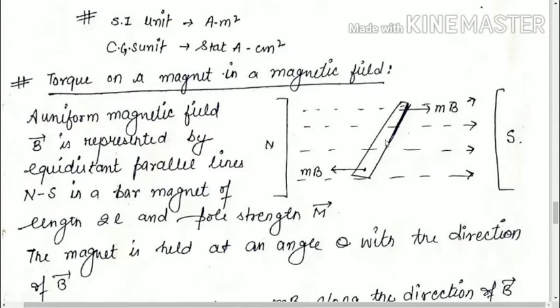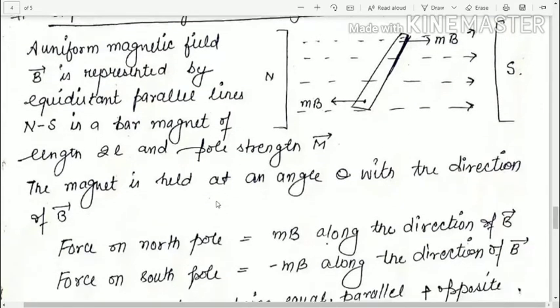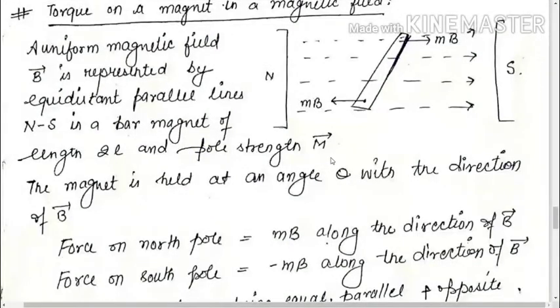So let us suppose there is a magnet having pole strength MB here and a magnitude MB here also. Both are the same but carrying opposite direction, and it is placed in a uniform magnetic field having north and south pole. The uniform magnetic field B is represented by equidistant parallel lines. These dotted lines show the equidistant parallel lines of B, and the NS bar magnet has length 2L and pole strength capital M.